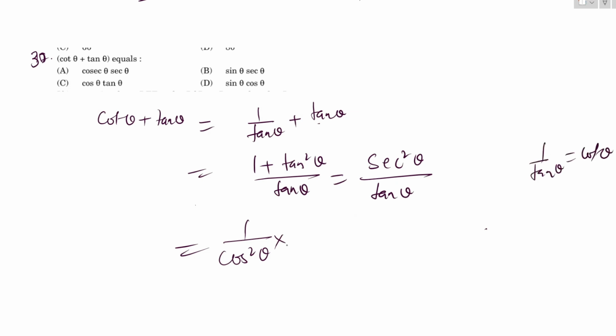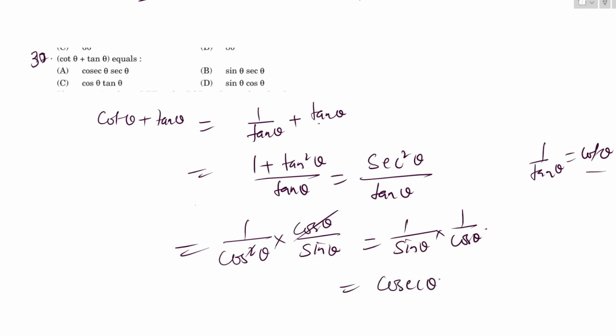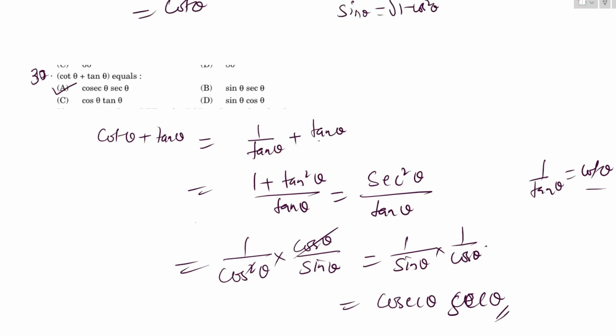So we will directly substitute here cot theta value, which is cos theta by sin theta. Cos and cos square got cancelled, and that is how you get 1 by sin theta into 1 by cos theta. By commutative property, you can say 1 by sin theta is nothing but cosecant theta, and 1 by cos theta is nothing but secant theta. So option A is correct.